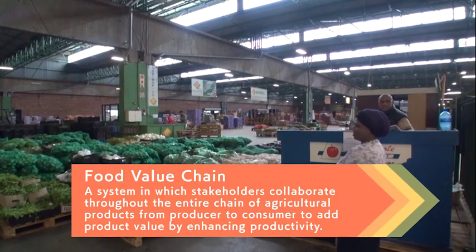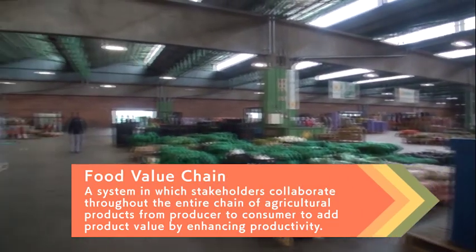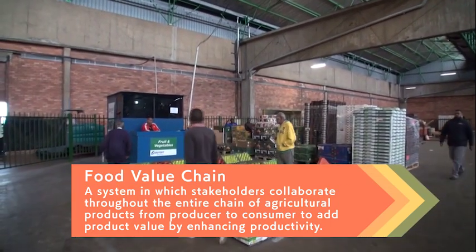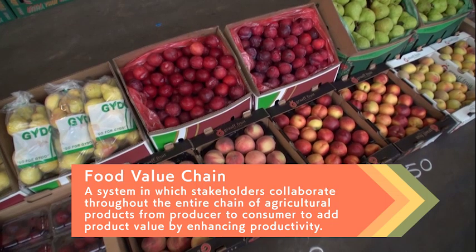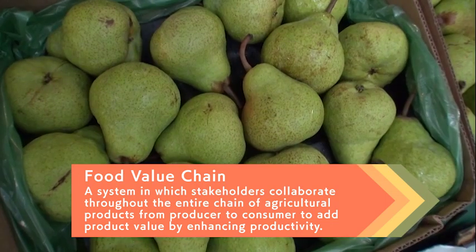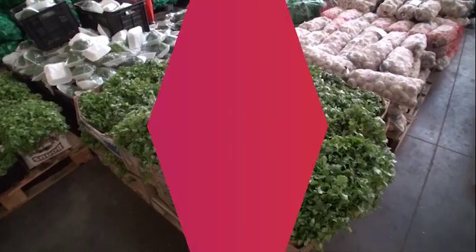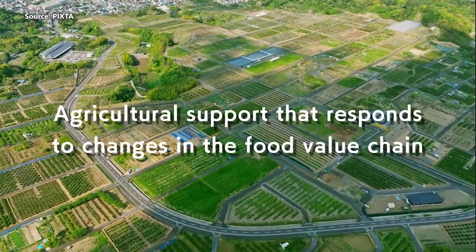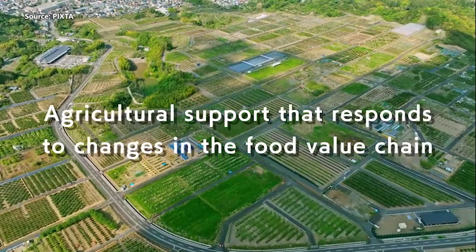A food value chain is a system in which stakeholders collaborate throughout the entire chain of agricultural products from producer to consumer to add product value by enhancing productivity. JICA is assisting food value chain development in developing countries.